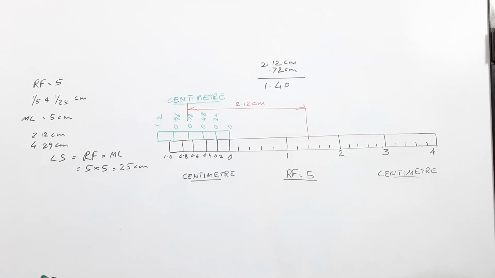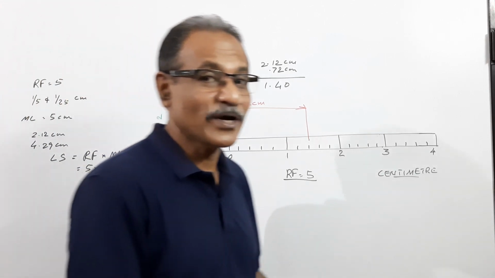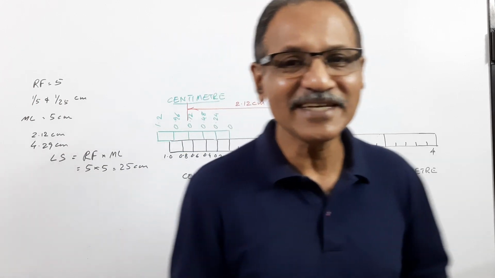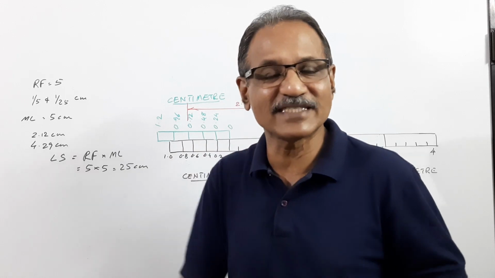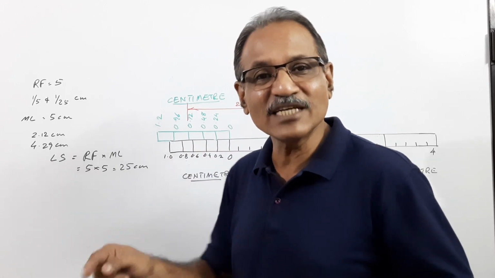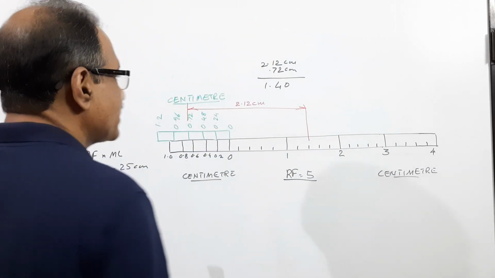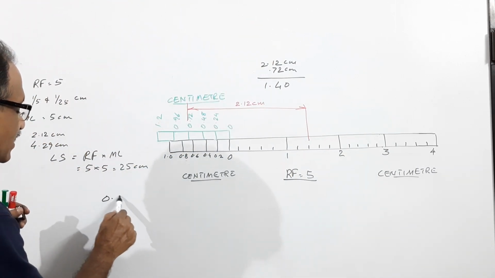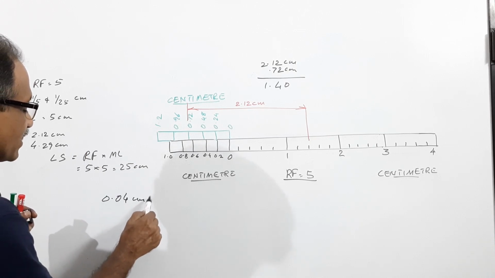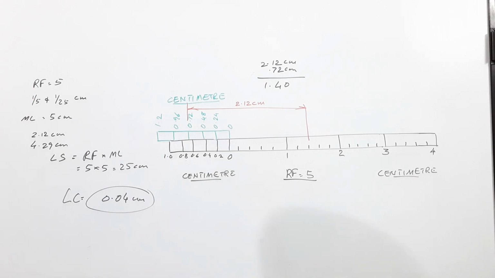Okay, next distance is 4.29. There is something wrong, isn't it? The least count is 1/25 of a centimeter in this scale. What is 1/25 of a centimeter? 1/25 of a centimeter is 0.04 centimeter. Least count is 0.04 centimeter.